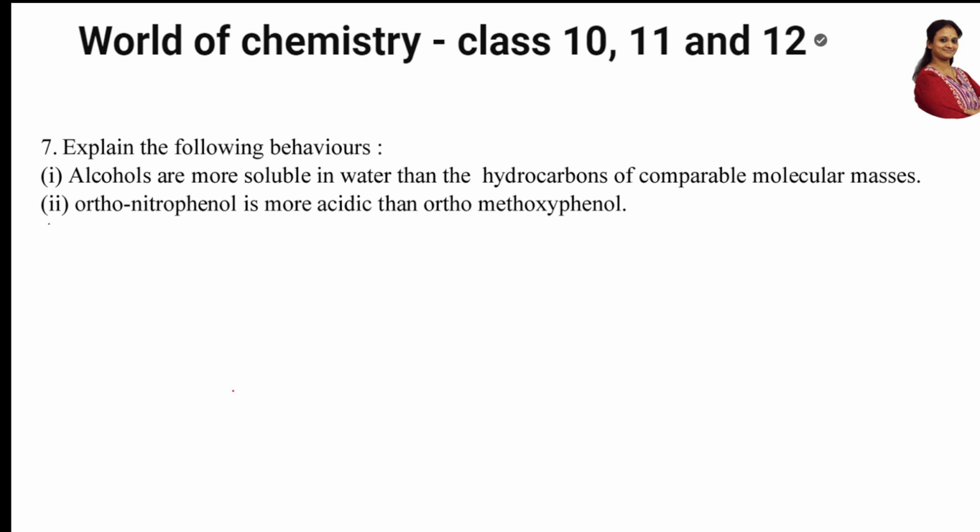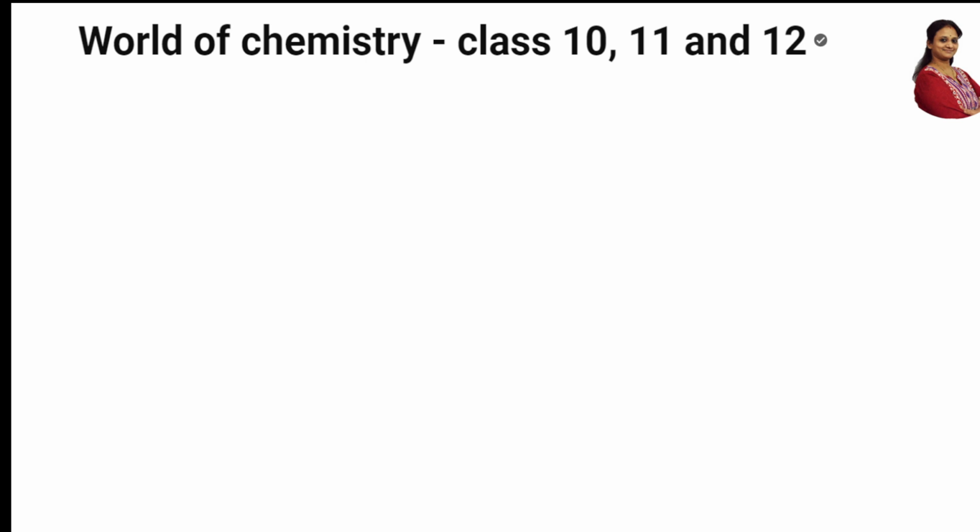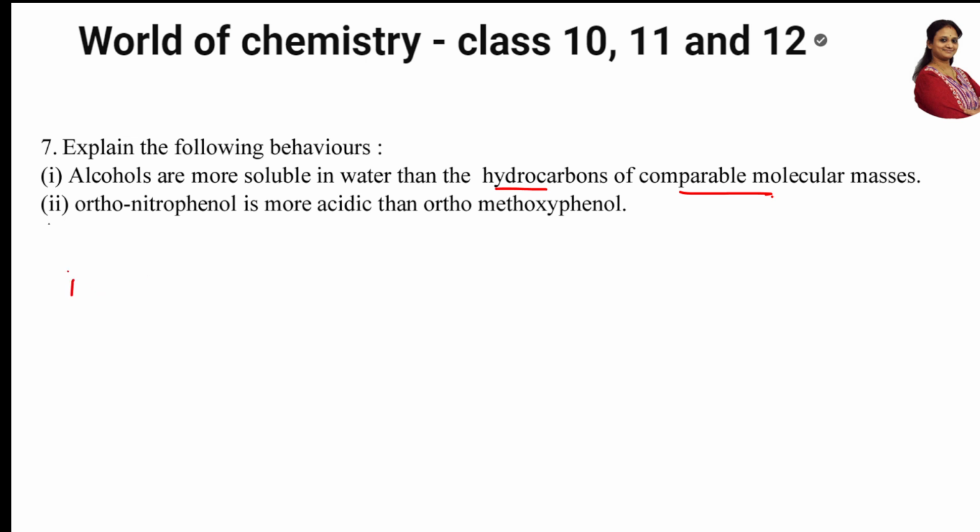Next question. Explain the following behaviors. Alcohols are more soluble in water than hydrocarbons of comparable molecular mass. Okay, I have a place here. I'll just do this. First of all, to get soluble in water, what is required, students? Hydrogen bond. Alcohols form hydrogen bonds. Correct?